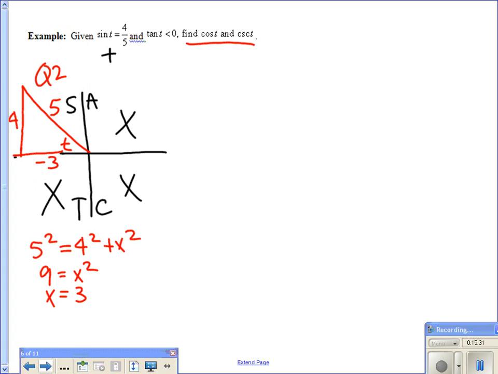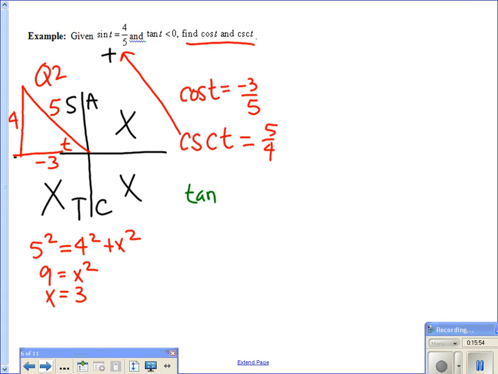It just says we need to find cosine and cosecant. So the cosine of t would then be equal to adjacent over hypotenuse, and the cosecant of t I can just find by doing the reciprocal of this. So the cosecant of t would be 5 over 4. If I wanted to find the tangent, which it didn't ask me to, but I can, the tangent of the angle would be equal to opposite over adjacent. And of course I can find the reciprocal functions just by flipping those.